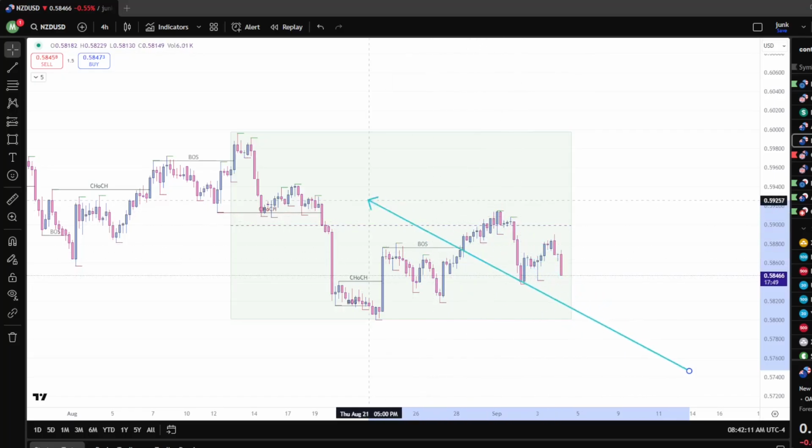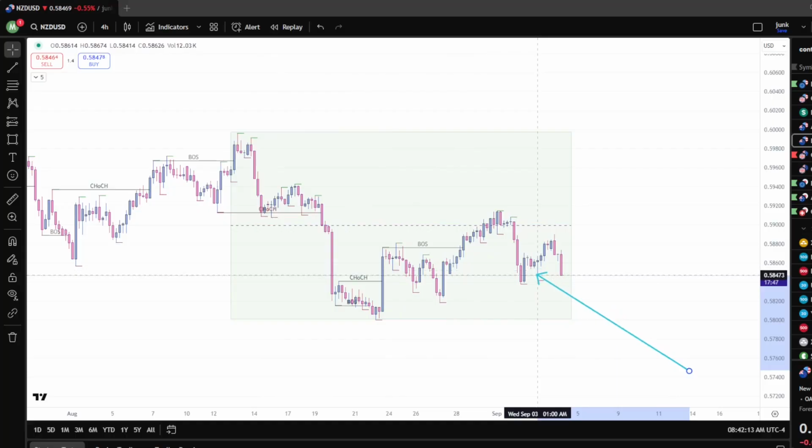So technically, swing structure is bearish, internal structure is bearish. You can see this forming a lower high. Fractal structure is trying to be bearish once again, so everything's lined up to target the lows of the overall range.